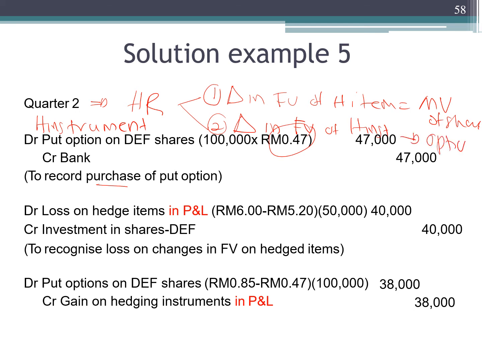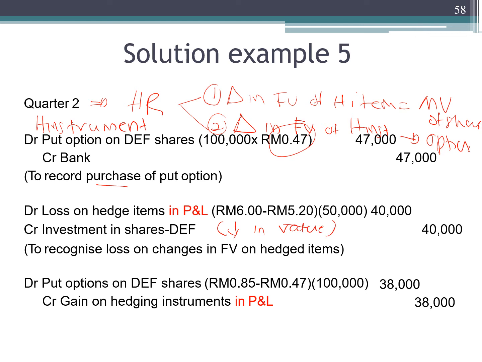So the first one we're going to look at is the change in the fair value of the hedged item. Now the share price becomes 5 ringgit and 20 cents only. So you're going to debit loss on hedged item in the P&L. So 80 cents times 50,000, you have 40,000, and then credit investment in shares. Why do we need to credit here? Because there is a reduction in value. So we need to credit the investment.